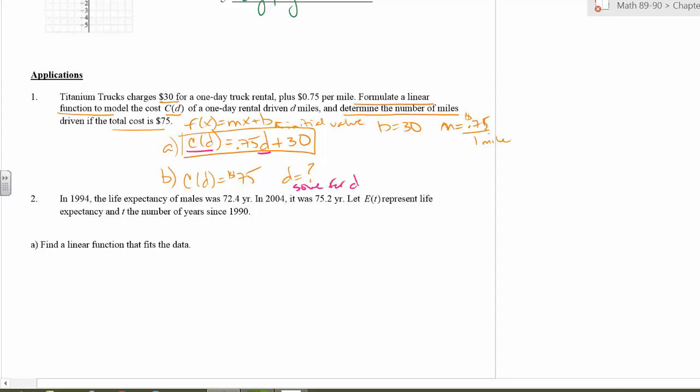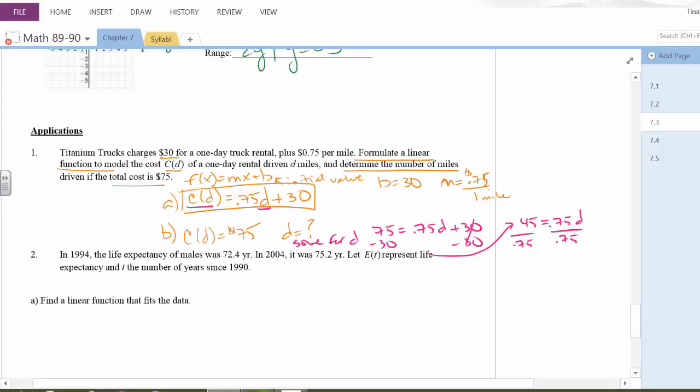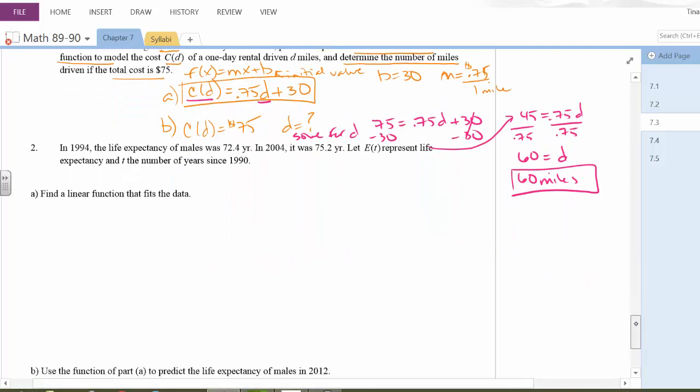So what do we do? We plug 75 in on the left-hand side. We say 75 equals 0.75D plus 30. We subtract 30 from both sides, and I get 45 equals 0.75D. Divide by 0.75, and we end up with 60 is equal to D. So that means if I spent $75, then I must have driven 60 miles in order to spend that total. All right. Any questions?